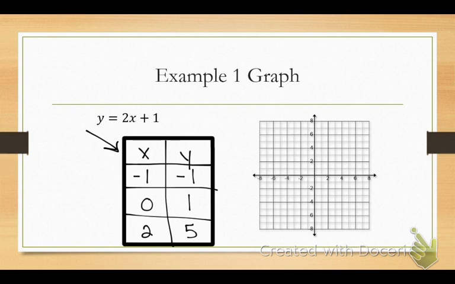Now let's plot the points. Negative 1, down 1. Did you plot a point right here? 0, up 1. Did you plot a point right here? And 2, up 5. Did you plot a point right here? So now I need you to draw a straight line all the way through these points, as straight as you can. Now I have graphed the linear equation. I want you to write the linear equation on your graph: y equals 2x plus 1.